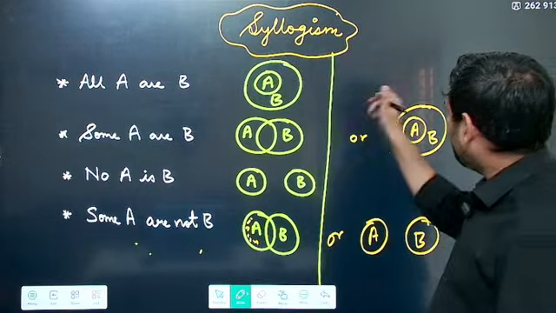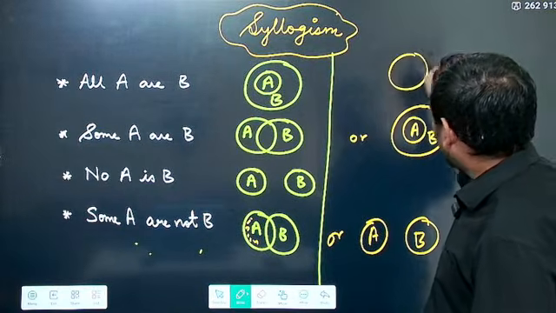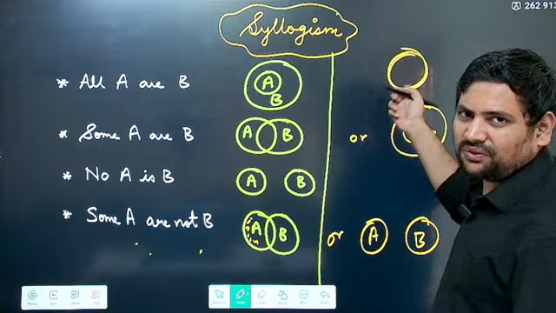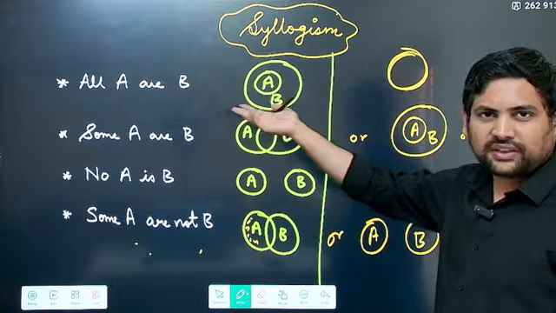One more diagram for "all A or B" is also A and B being equal, but that is too obvious. If A and B are equal, that was also fine for "all A or B".